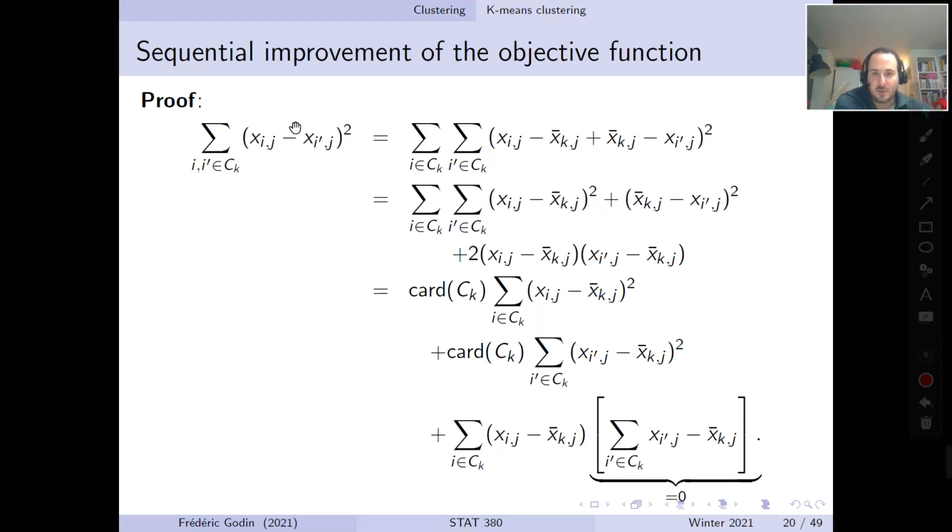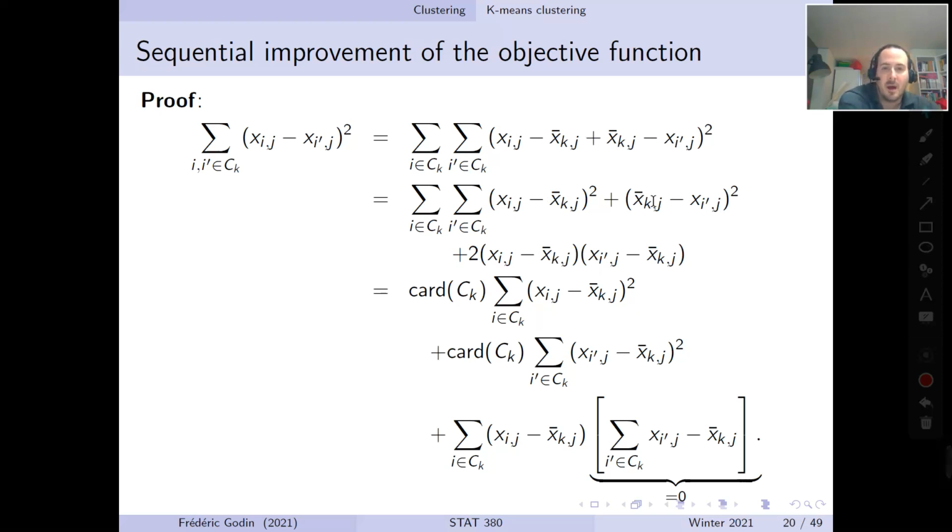So what we can do to go from here to here, we simply subtract and add back the average value of predictor j within that cluster, and then we can simply expand the square, where it's this difference squared plus this difference squared plus the cross term, which is twice this difference times this difference. Okay, so double summation of these three terms.